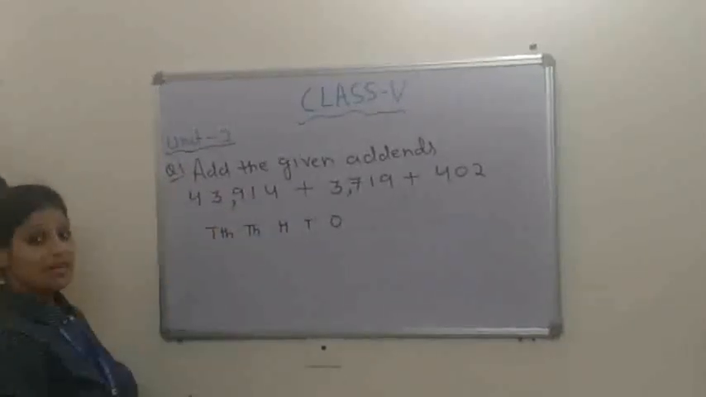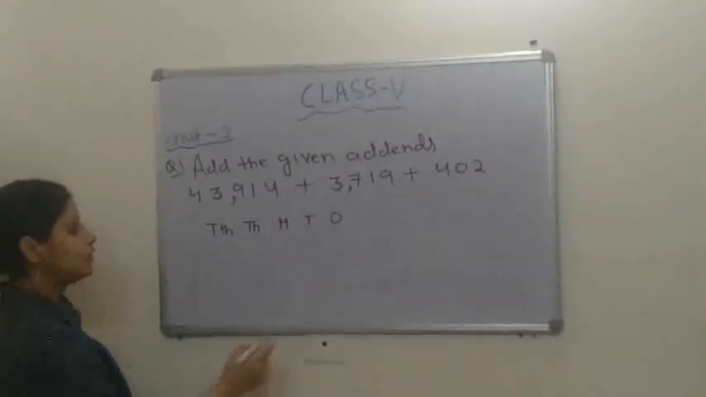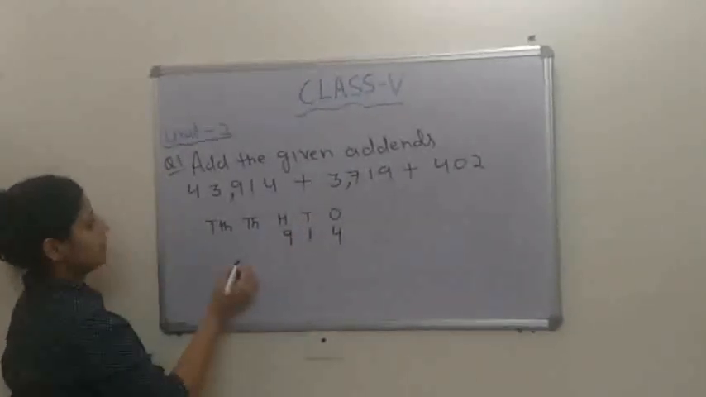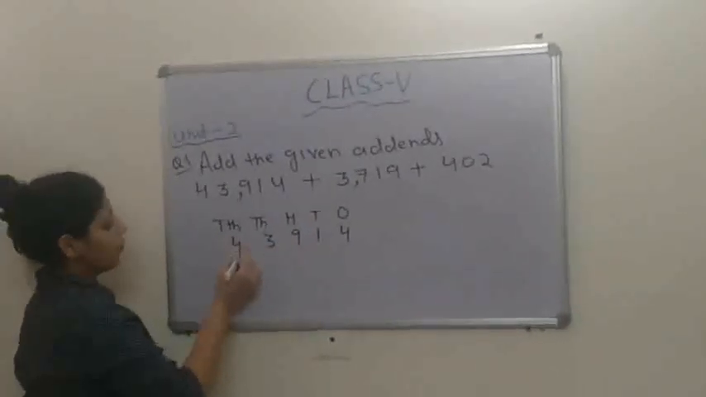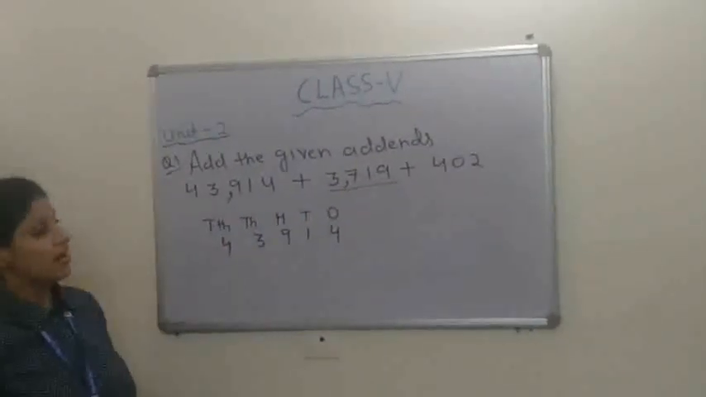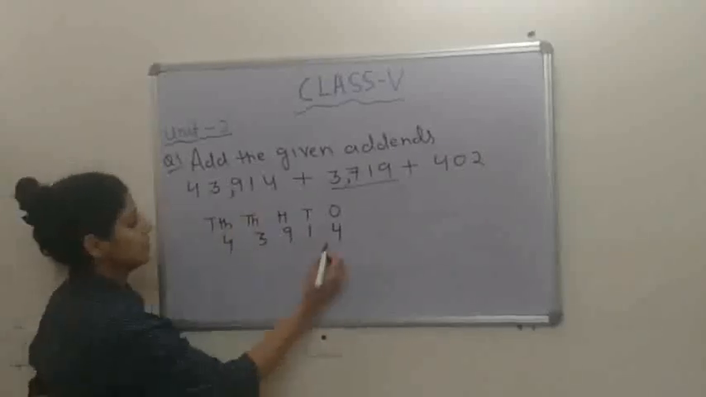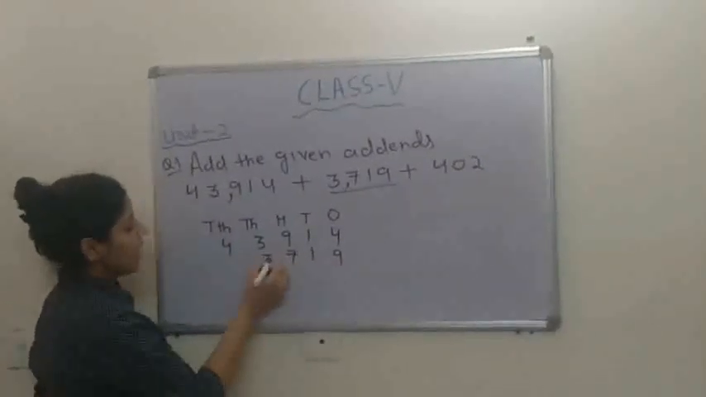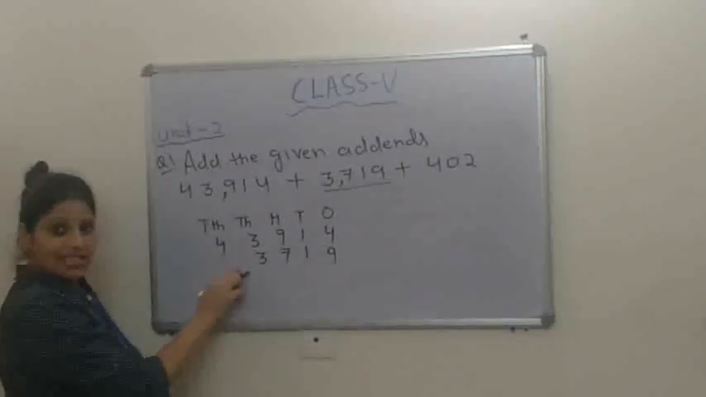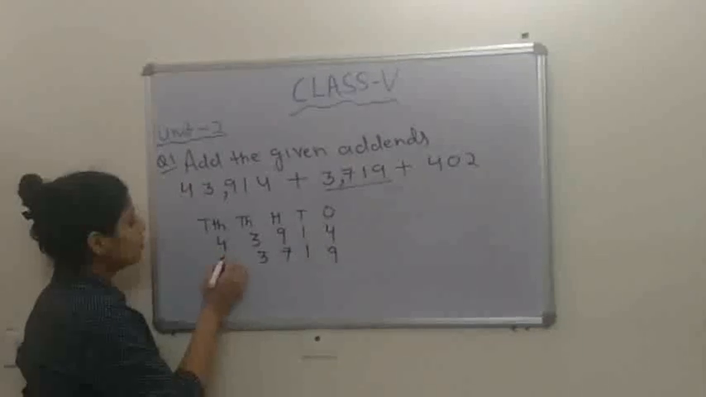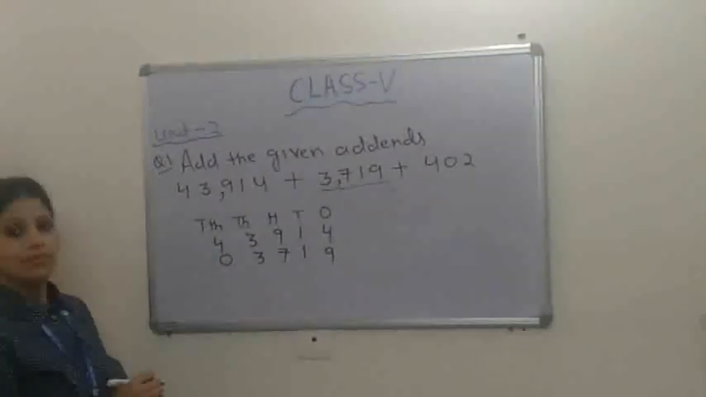Our first number is 43,914. So let's place this: 4, 1, 9, 3 and 4. Now our second addend is 3,719. So let's place this: 9, 1, 7 and 3. Now there is nothing at the 10,000's place, so you can fill it with 0 to avoid any mistake.